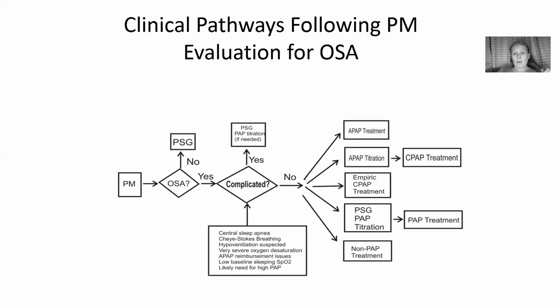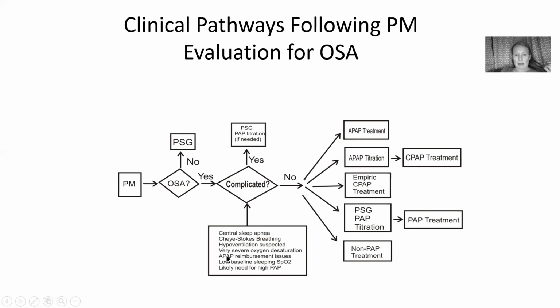So here's the pathway that we'll walk through for a patient who has had a home sleep study. The home sleep study is performed. If OSA is not present, let's do an in-lab sleep study. If OSA is present, then we have to ask ourselves, is the patient's condition complicated? When we say complicated, this is what we're talking about.